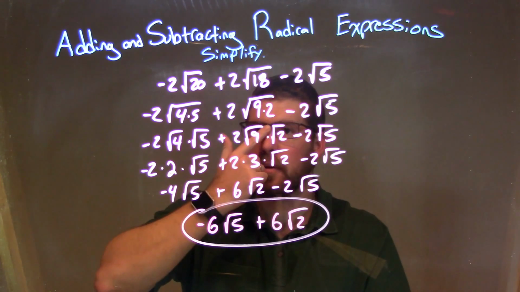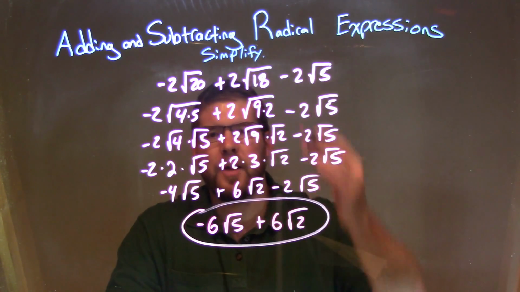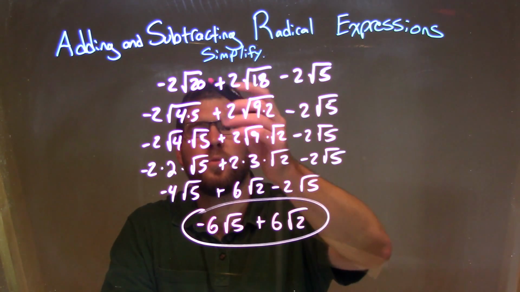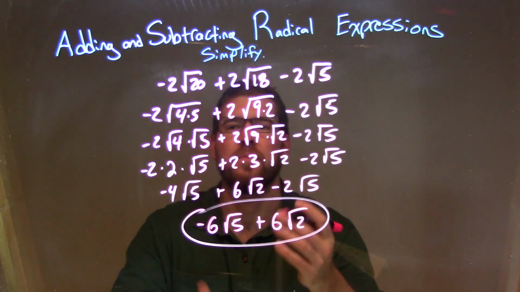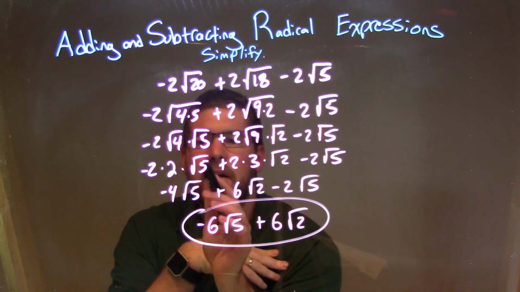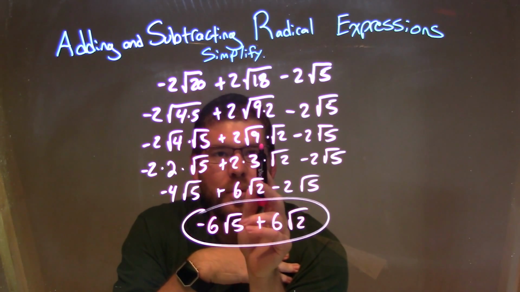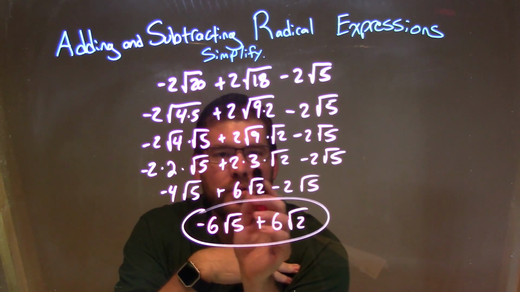We're given negative 2 square root of 20 plus 2 square root of 18 minus 2 square root of 5. I try to break down each one of my square roots as much as possible. 20 was 4 times 5, and 18 was 9 times 2. We then separated both of them to have the square roots of each number individually, and then we multiply them. Okay. Then square root of 4 was just a 2, and square root of 9 was a 3. And then negative 2 times 2 was negative 4, and 2 times 3 was 6.